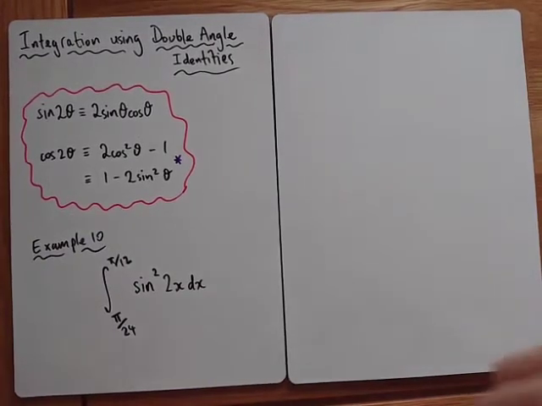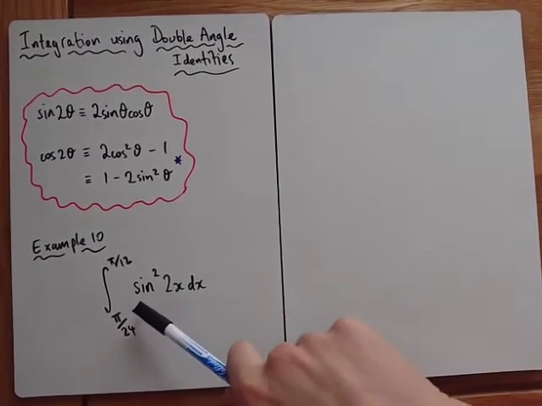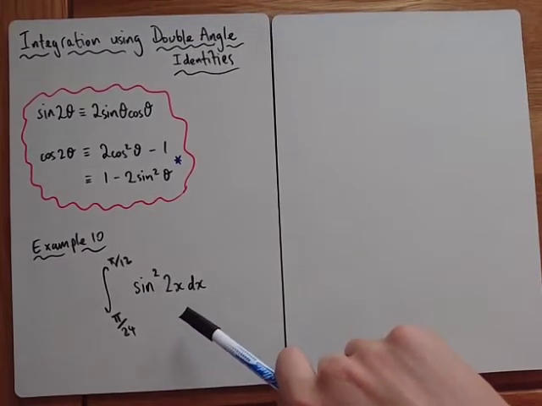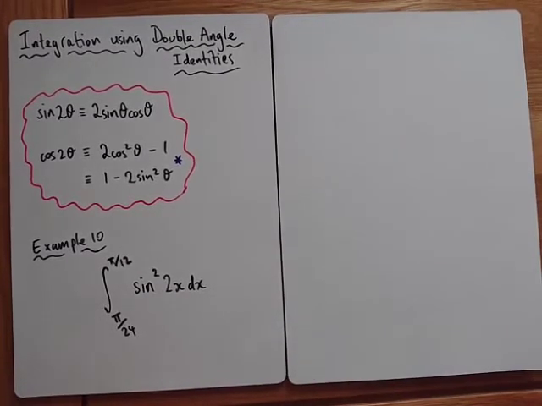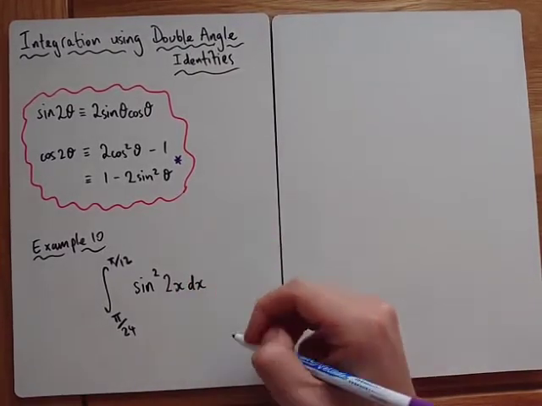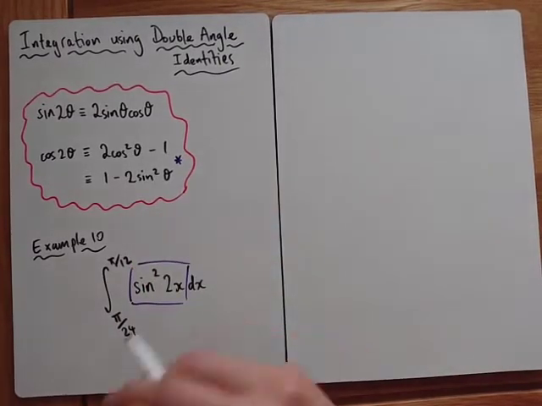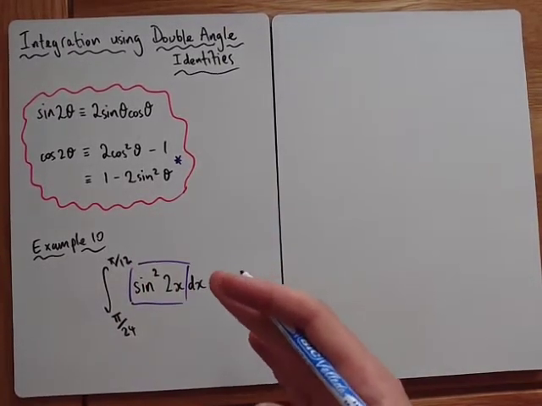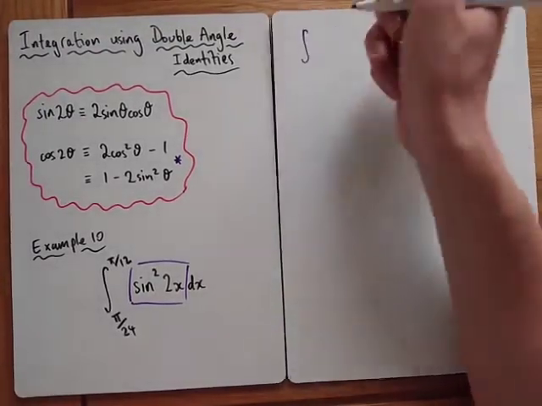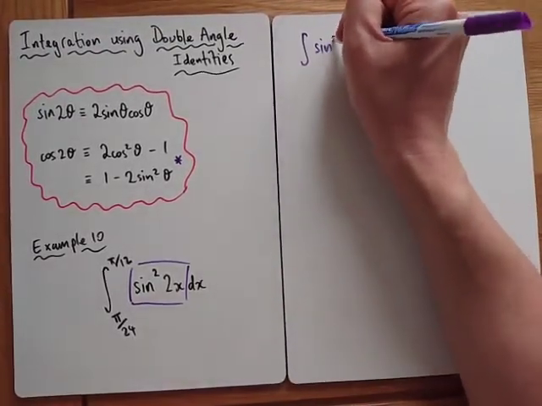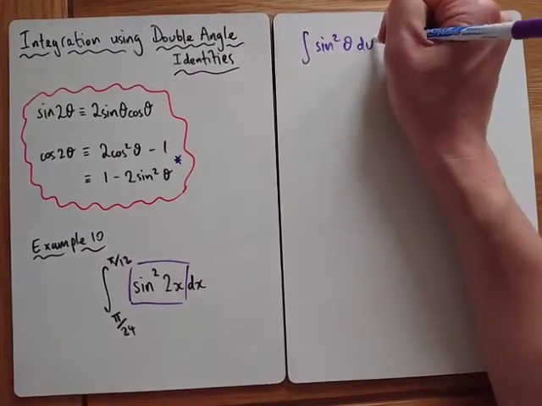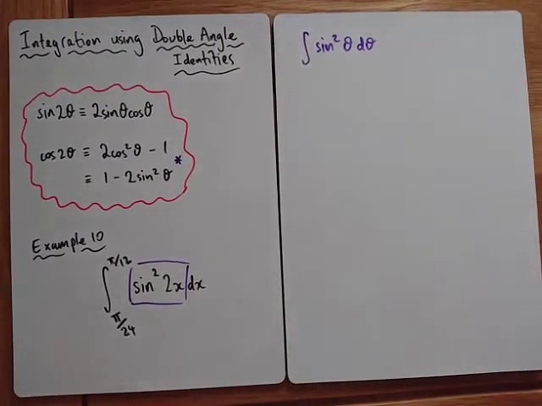Okay, next is example 10 from the booklet. We've got limits on this one, and we're trying to integrate sine squared of 2x. You might see the 2x and think, oh, double angle identities, but the only reason we use the double angle identities is when you've got an inconsistent angle. You need to look at that and say, I'm trying to integrate sine squared. The angle inside doesn't matter. So this is exactly the same as trying to integrate sine squared of some angle. We'll worry about the angle later.